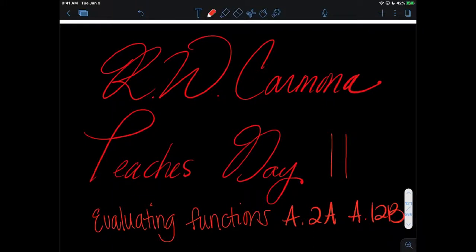Algebra 1, Day 11. Today we're going to be talking about evaluating functions. So, what exactly does that mean? Well, sometimes when we want to make a graph, we want to draw a line, a curve, anything like that, they have a specific formula. And so the way that we find out what that formula translates to on a graph is we plug in an x value and we get out a y value. Some people refer to this as evaluating functions.